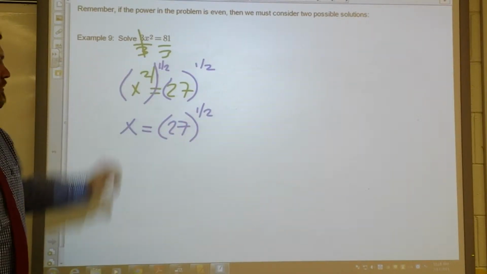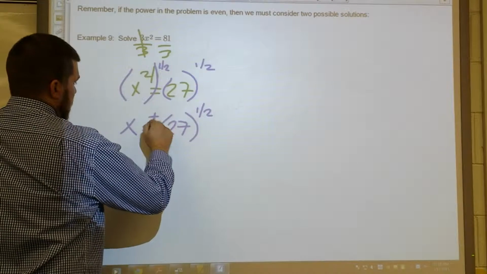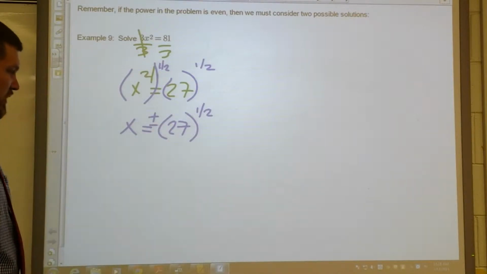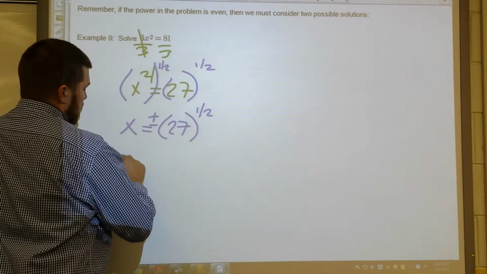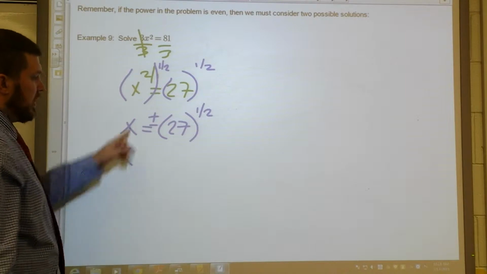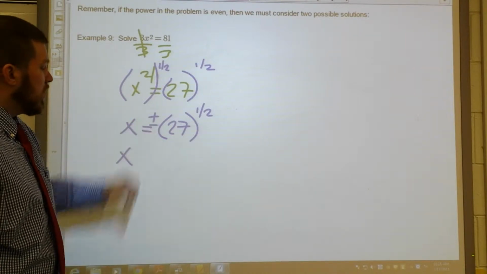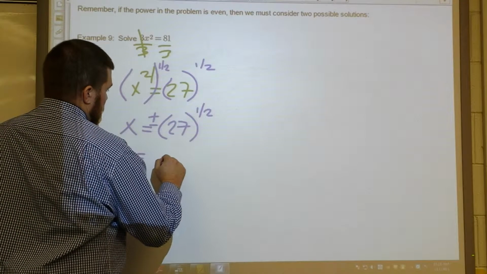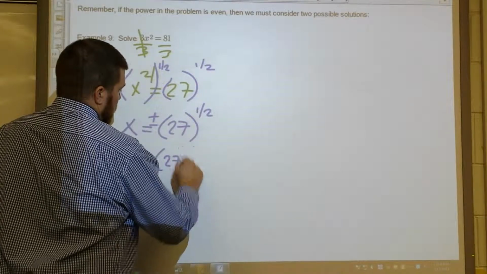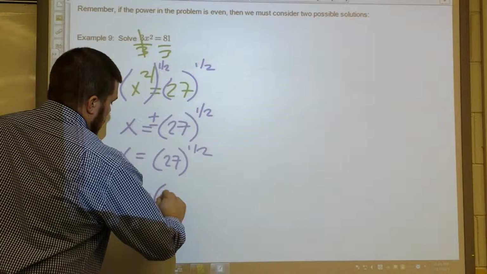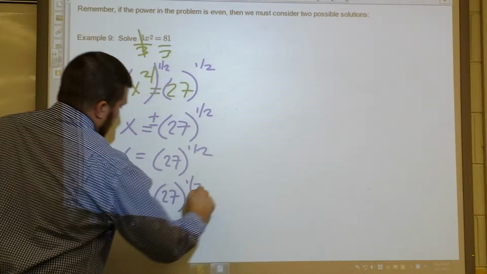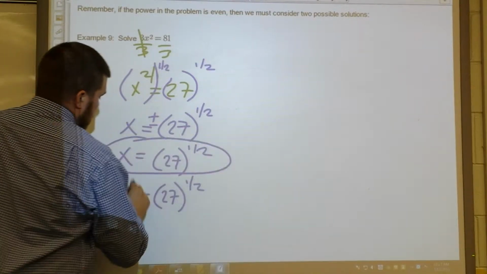But since my power was even, I need to consider plus or minus, okay? Positive and negative. If you don't do that, you don't have both the answers. So now what I want to do is just turn this into a decimal. Actually, before I turn it into a decimal, I can leave it like this because I have x by itself, or I can split it up into 2 separate answers. So x equals positive 27 to the 1/2 power, and x equals negative 27 to the 1/2 power. Those are my 2 answers.